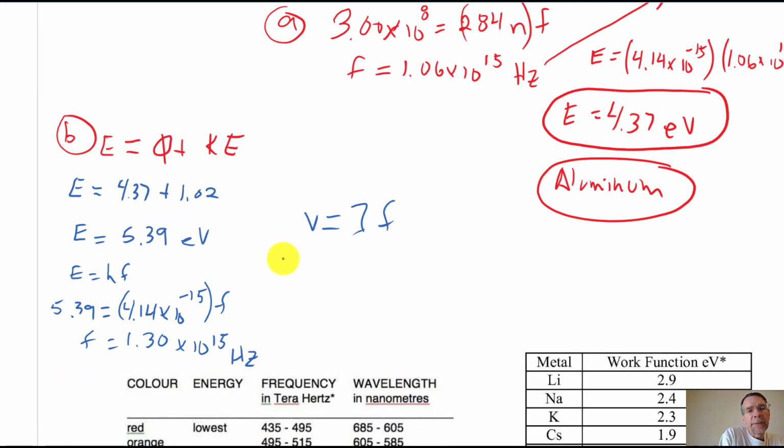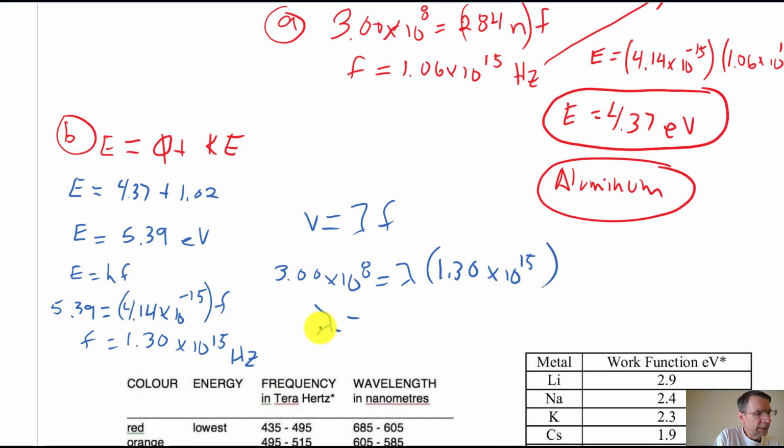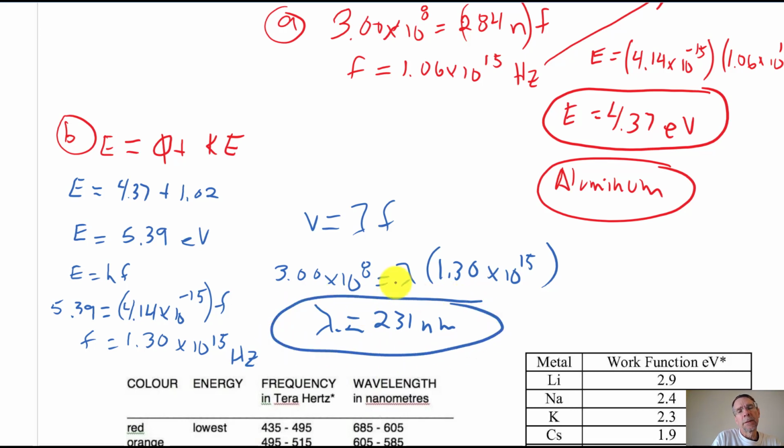Anyways, for photons, 3.00 times 10 to the 8th equals the wavelength we're looking for times that frequency we just found, 1.30 times 10 to the 15th. And you calculate the wavelength. It comes out to be 231 nanometers. That's my answer. That's 2.31 times 10 to the negative 7th, or 231 times 10 to the negative 9th meters.